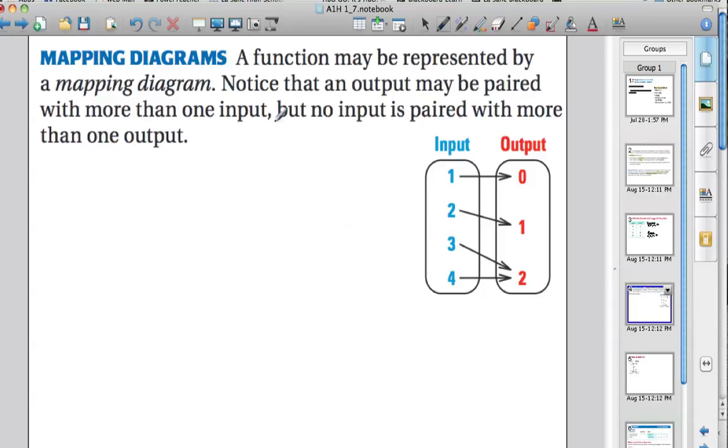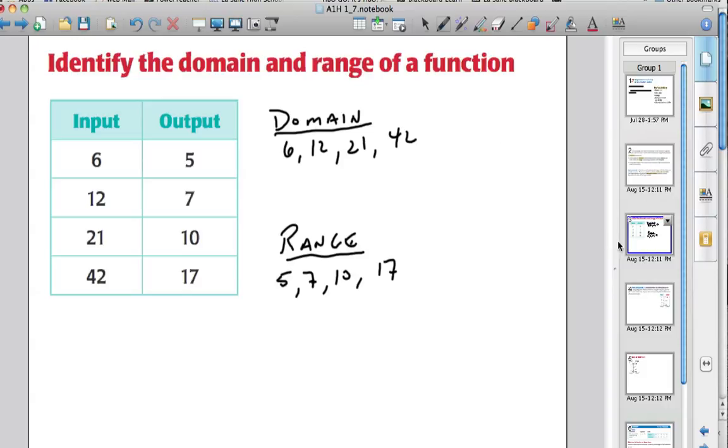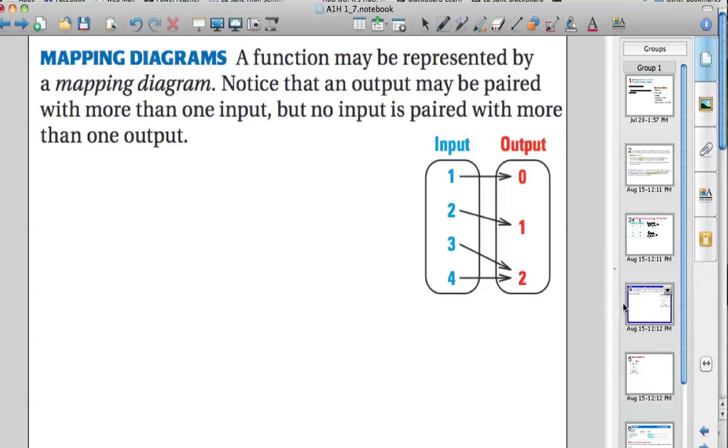Now, if you take a look here, a function may be represented by a mapping diagram, and that's where you map the inputs to the outputs. So now it's a different way. Here we related, when the input was 6, the output was 5. When the input was 12, the output was 7. So here we have them closely related. You might often see this as an input-output table or a T table or an XY table. Here they're mapping with arrows.